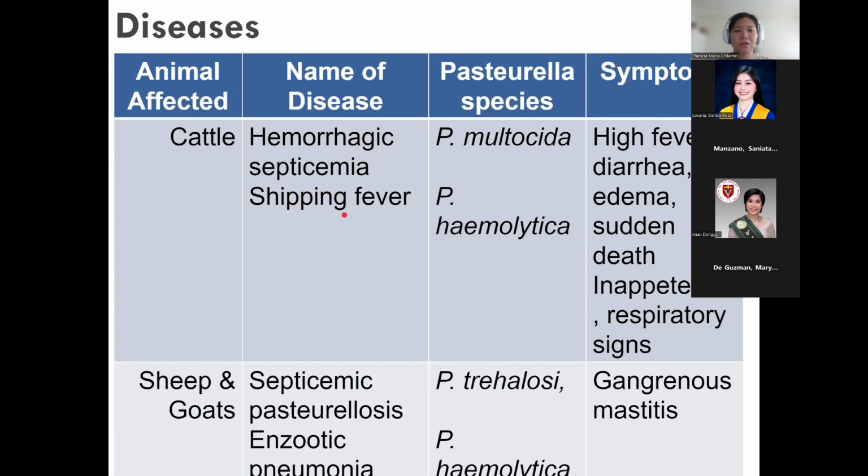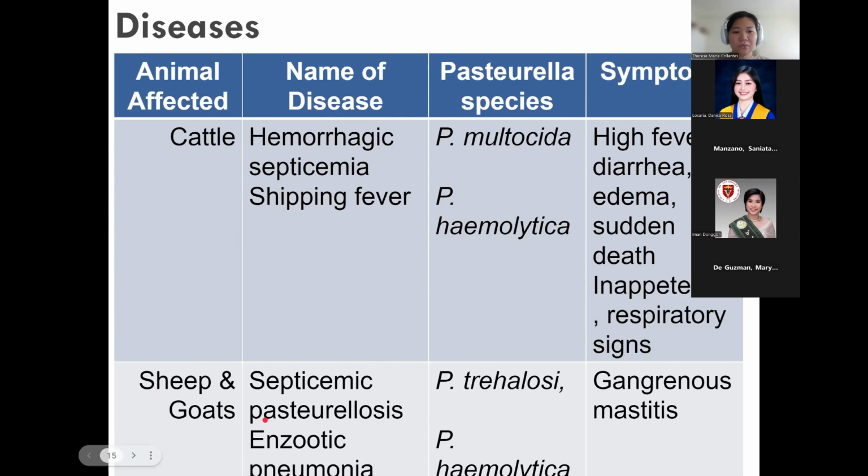And then yung shipping fever, this is seen in animals that are being transported. So, for example, if the animal has to travel for importation or if it needs to be transferred, they may undergo this course of the disease where they will experience high levels of stress and the bacteria will proliferate and cause disease.